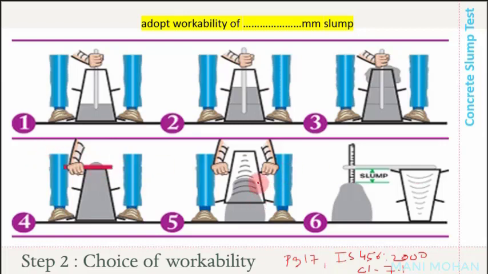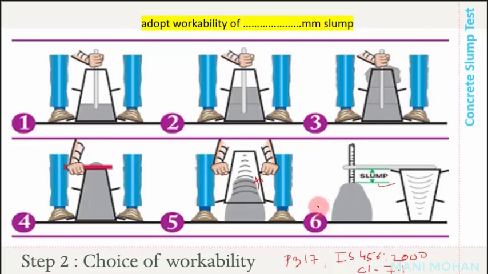Now the mold is raised from the concrete immediately and slowly in a vertical direction. Measure the difference between the height of the mold and the slumped concrete. So this difference will give you the slump.